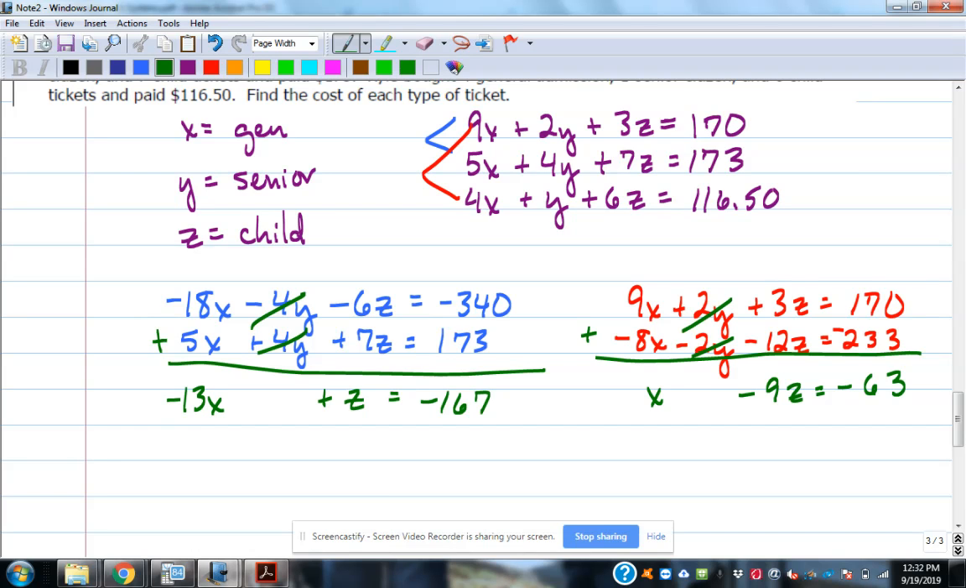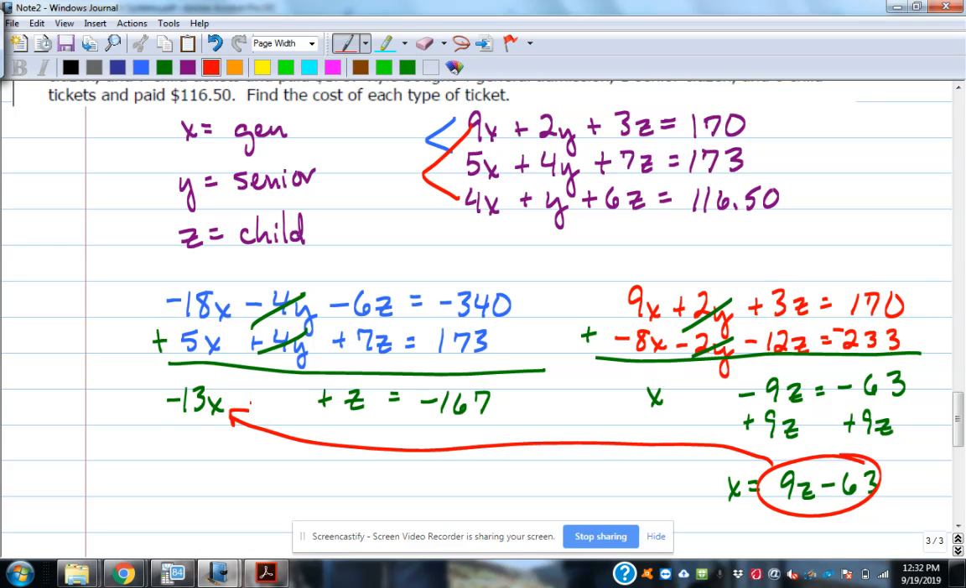Okay, I'm gonna solve this problem for x by adding 9z, and I'd have x equals 9z minus 63. And then I'm gonna take that, and the way you do substitution is you take whatever x is equal to and do what with it? Plug it in for x in the other problem. So we got negative 13 times 9z minus 63 plus z is equal to negative 167.